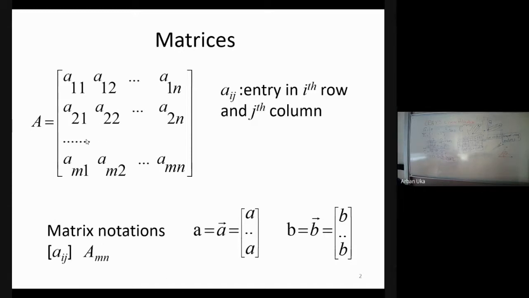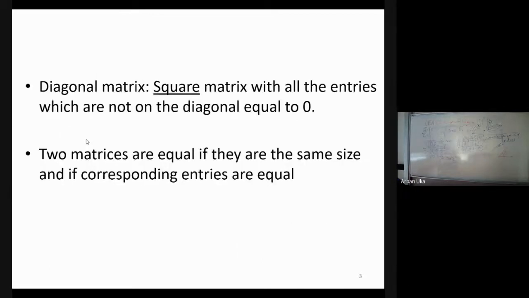Then we have the matrix notation. It can be a vector, such as the A and B, which are shown here. We can define a diagonal matrix as a matrix where all the entries that are not on the diagonal are equal to 0. So if everything is 0, with only the diagonal terms non-zero, we call this a diagonal matrix. In the first hour, we gave an example of how it can look.